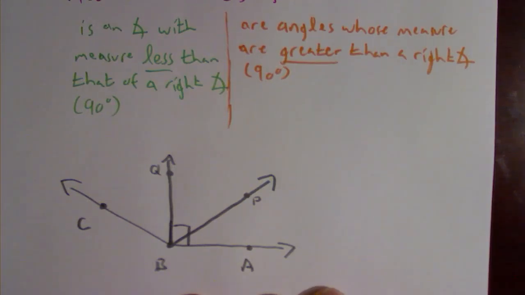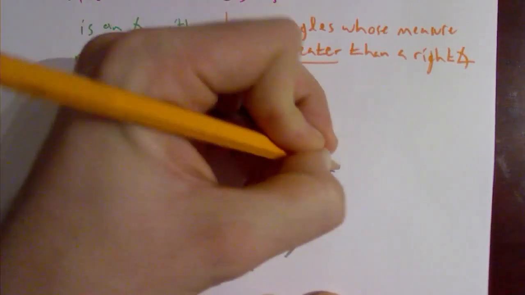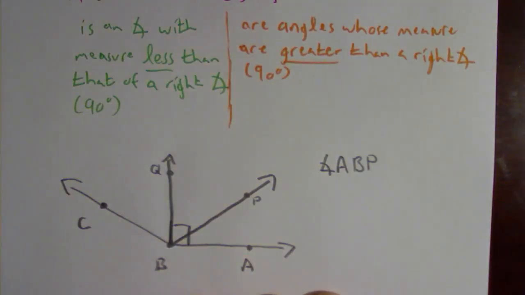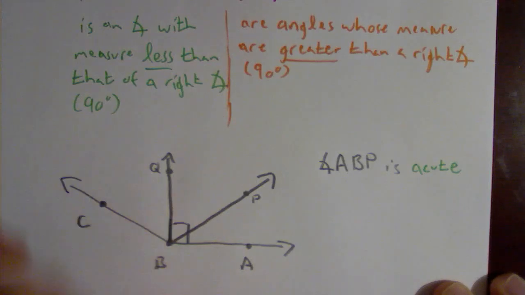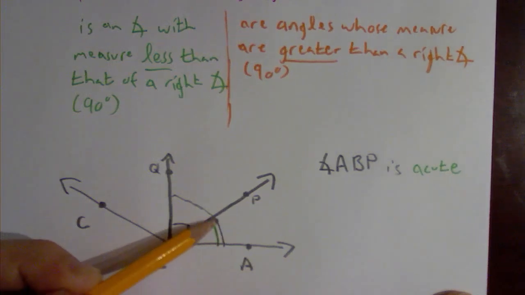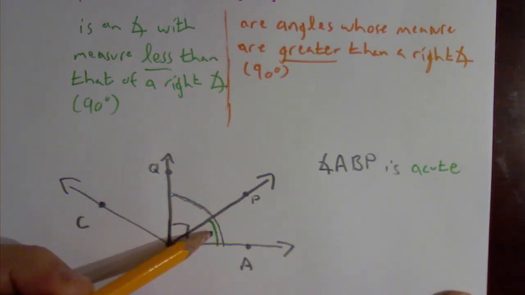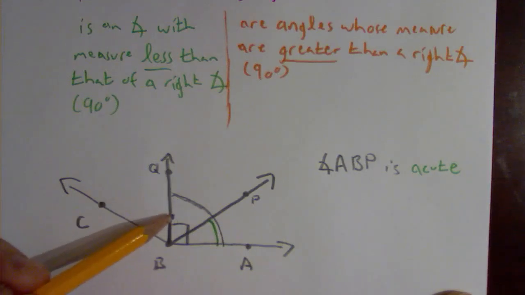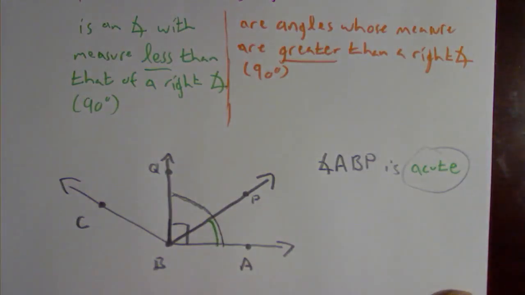Well, I can say that angle ABP is acute because, look, ABP goes from here to here, and I have a right angle, ABQ, which goes between these two lines. Well, ABQ is obviously bigger than ABP, because ABP makes it up, and ABQ is 90 degrees. Well, if ABQ is 90 degrees and ABP is less than 90 degrees, that means that it is acute.